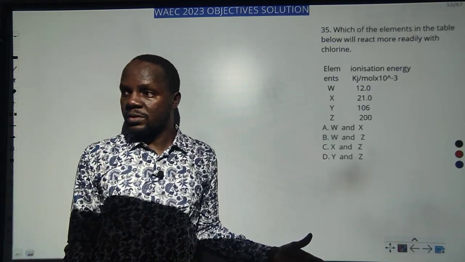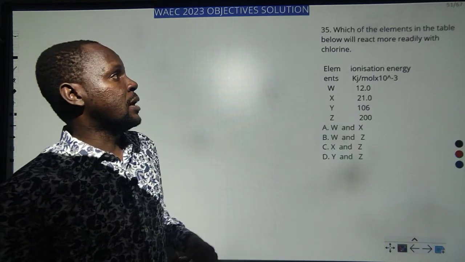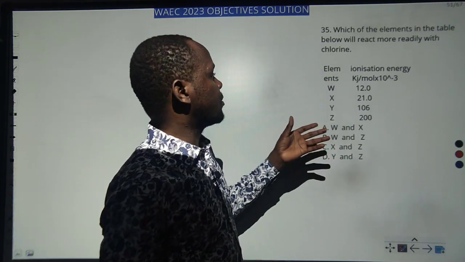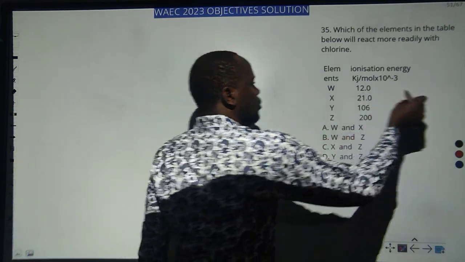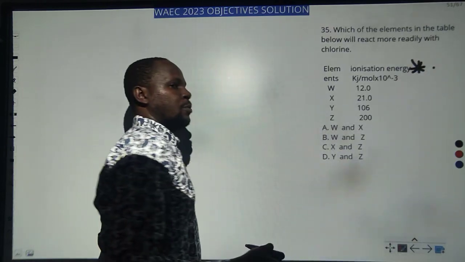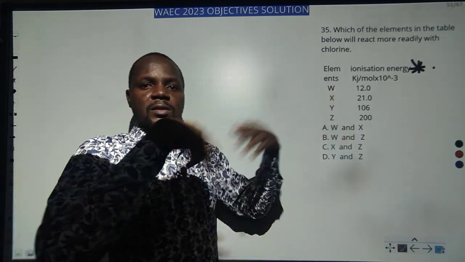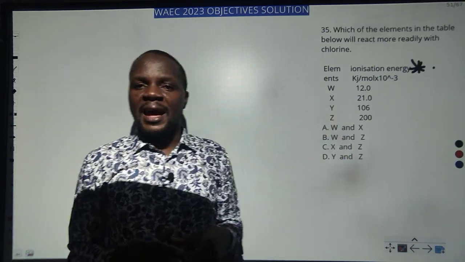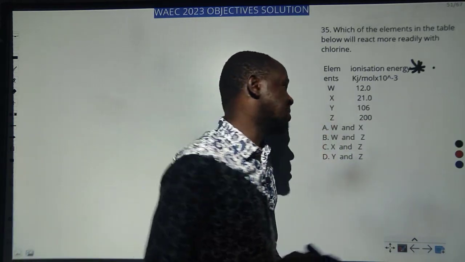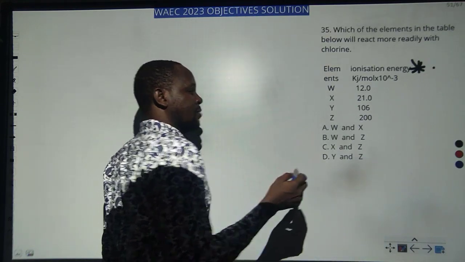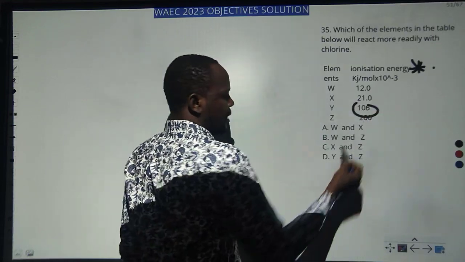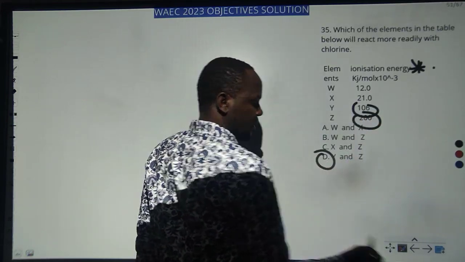What's the option in that question? The next one is which of the following elements in the table below will react more readily with chlorine? If you're talking about reaction with chlorine, I want to compare ionization energy. I hope you know what ionization energy is and can differentiate it from electronegativity: the tendency to lose the electron. So if you want to react with chlorine, we are looking for the one that has high ionization energy. Out of all of these, which has high electronegativity and high ionization energy? We just focus on this one and this one, 106 and 200. As you can see, that is correct.